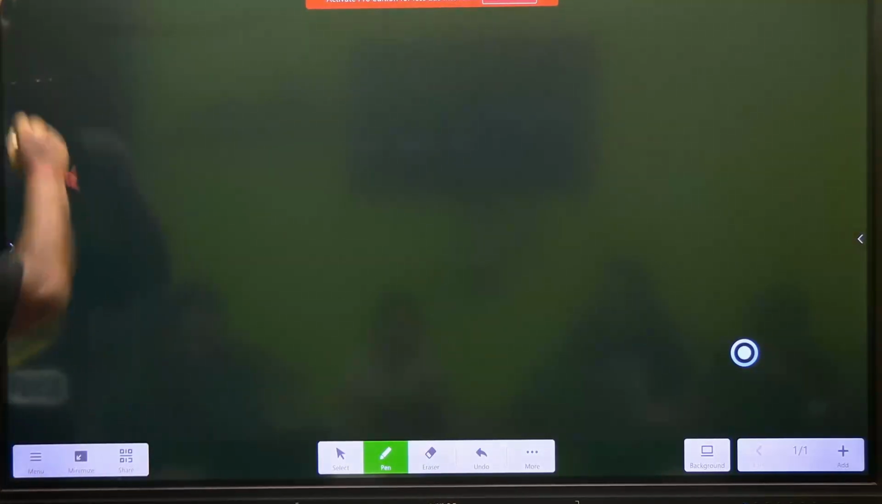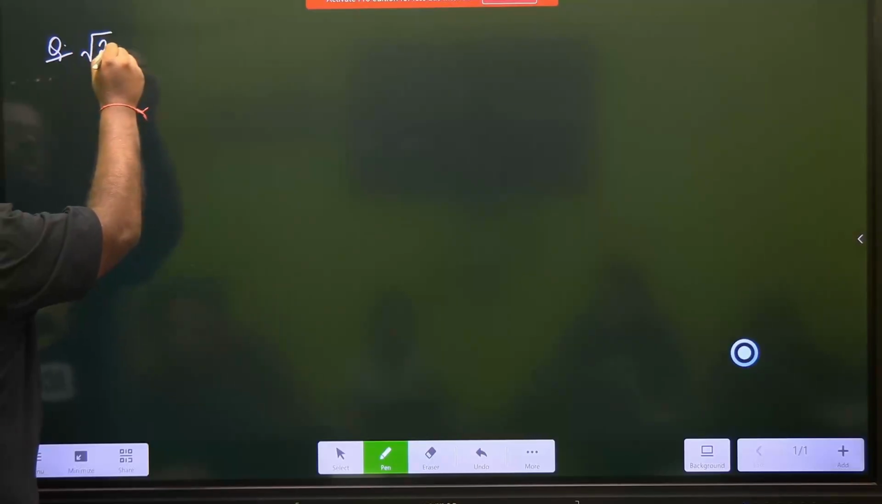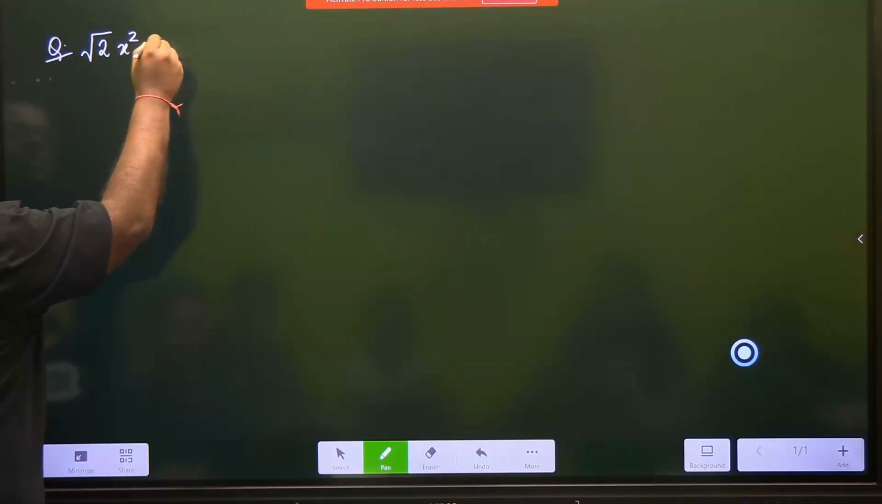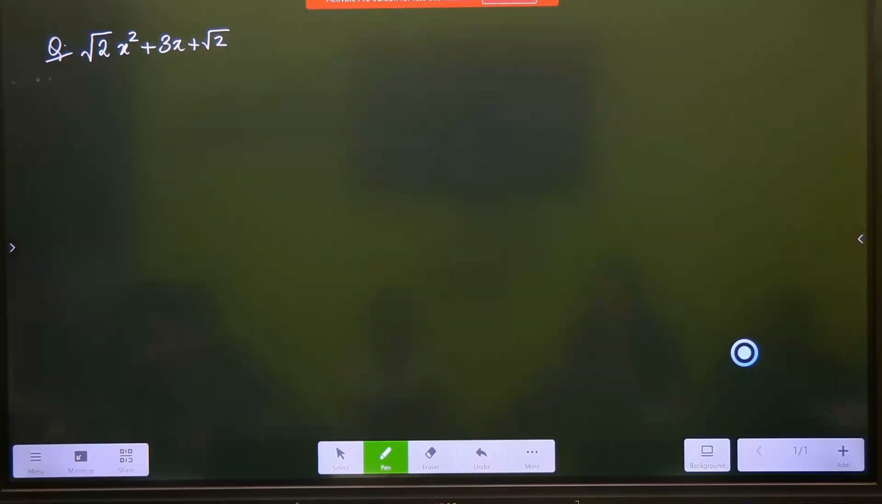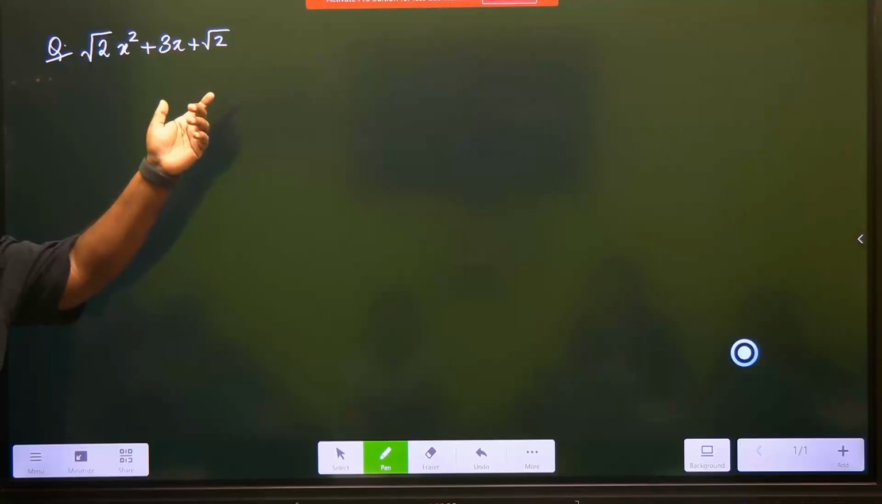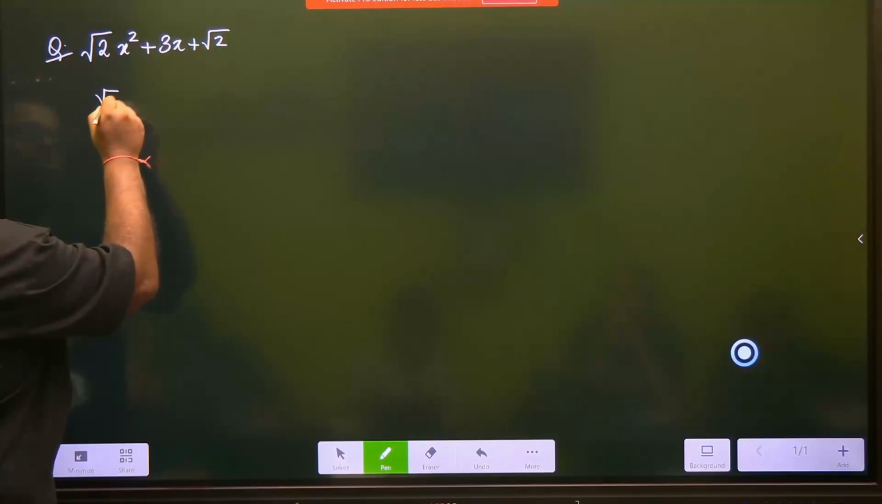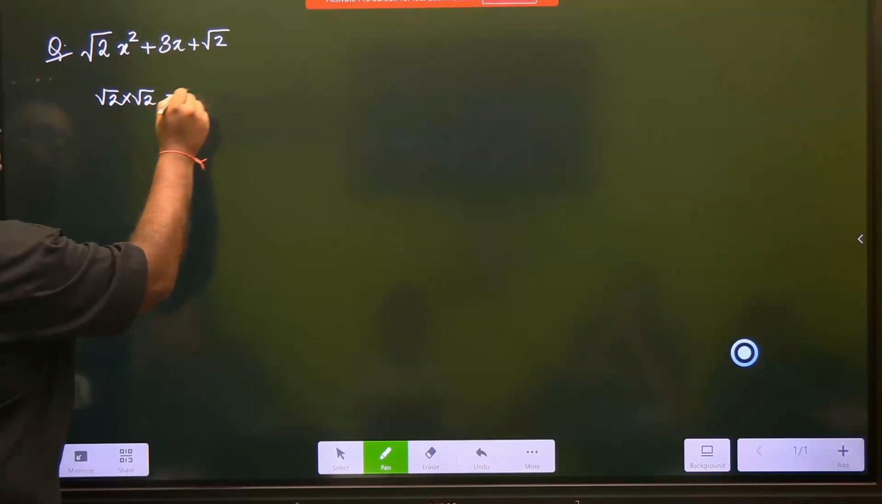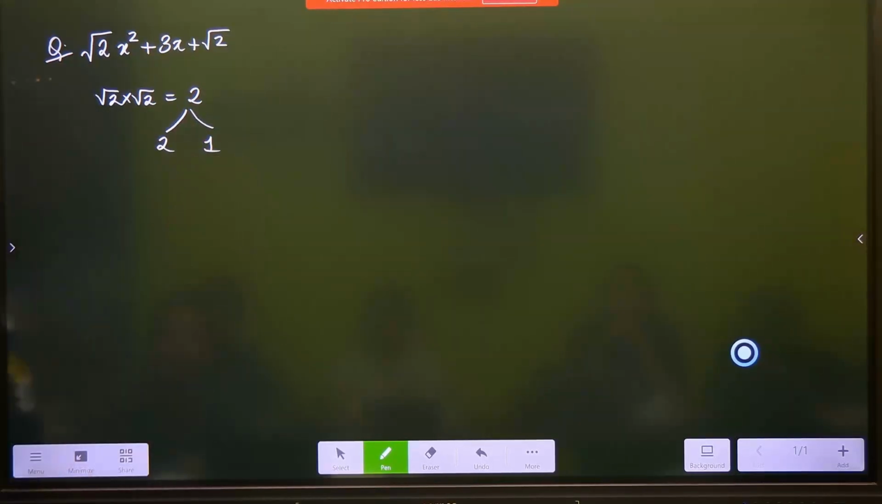Anyways, fine. So our problem is, tell me beta, root 2 x square plus 3x plus root 2. Now we have to do a middle term splitting of an expression which has radical signs on the leading coefficient as well as the constant. Our rule remains the same, that we will first see what the product is. The product will be root 2 into root 2, which gives me 2, and 2's factors should give me 3. I think 2 and 1 are very easy factors. 2 into 1 is 2 and 2 plus 1 is 3.